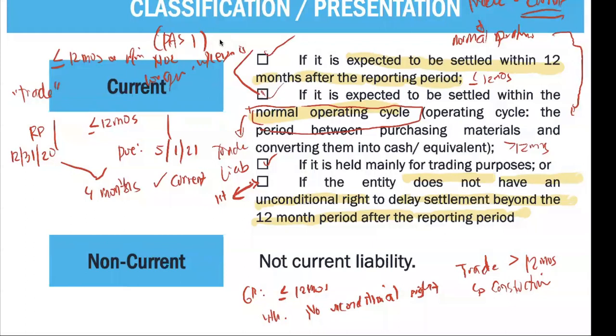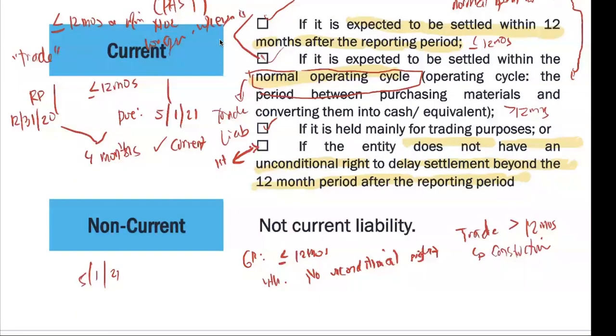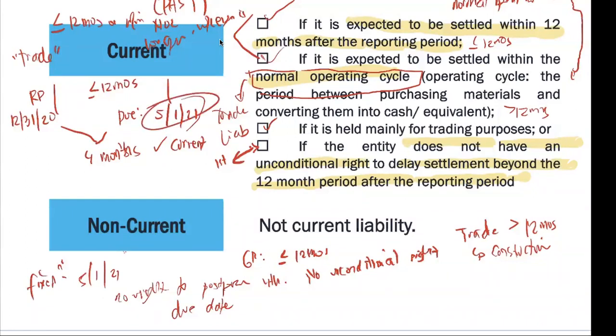So here, we knew that it is May 1, 2021. That is the due date. When we say no unconditional right, you have no right to postpone the due date. Okay? In short, it will be fixed on May 1, 2021, as we had in our example, if you have no unconditional right.